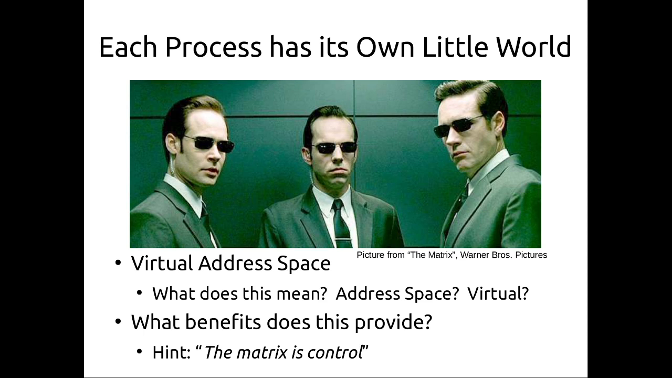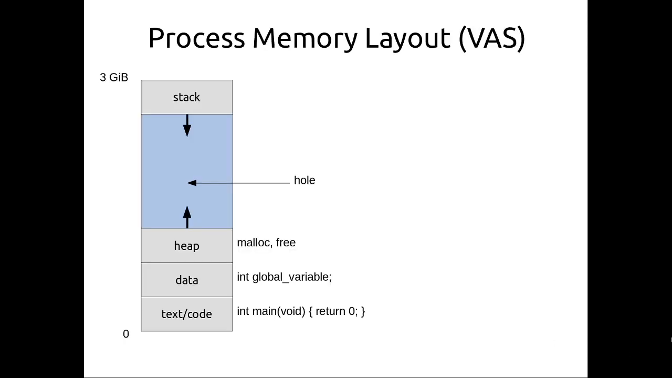So the question is, why do we need this? Why do we need virtual memory as opposed to simply executing directly in the physical memory of the system? And of course, the idea here is that the Matrix is about control, so an operating system also is trying to maintain control by providing an abstraction of being able to own all memory on the system to each process, when in fact they do not, right?